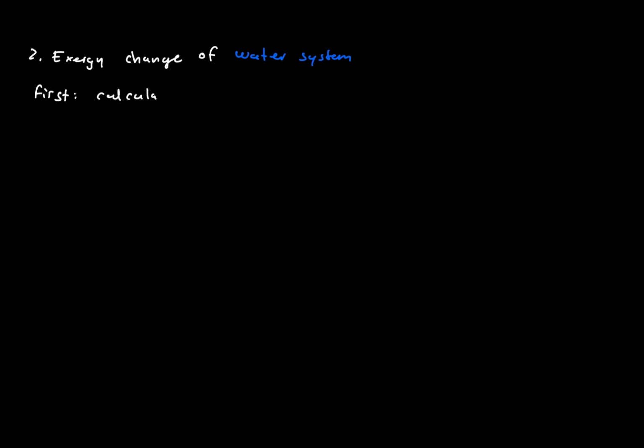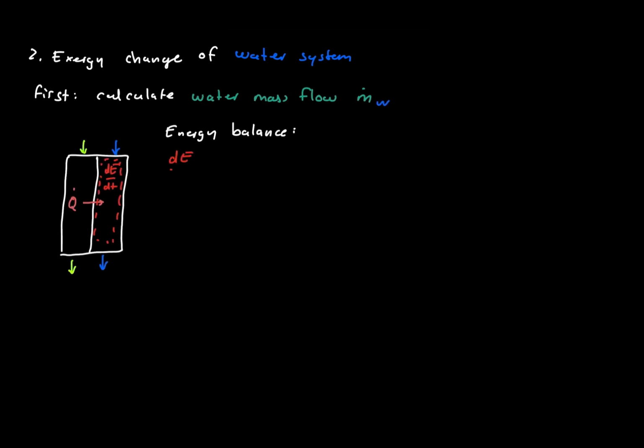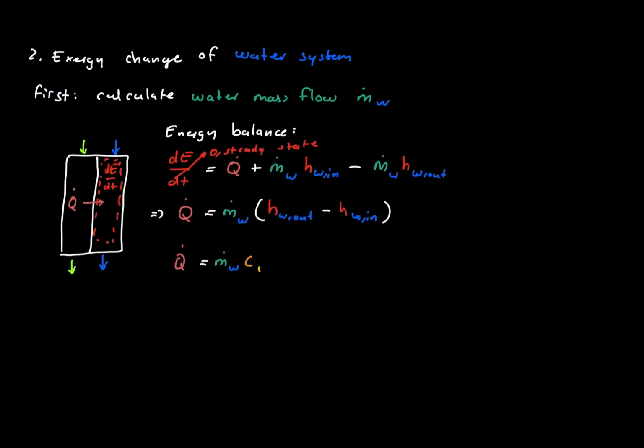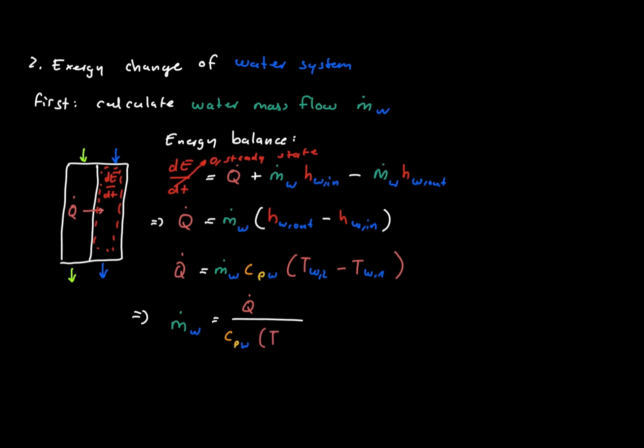First, we calculate the water mass flow using the heat transfer. The water gains 160.8 kilowatts of heat. Its temperature rises by 15 Kelvin. Using the water heat capacity, the water mass flow becomes about 2.56 kilograms per second.